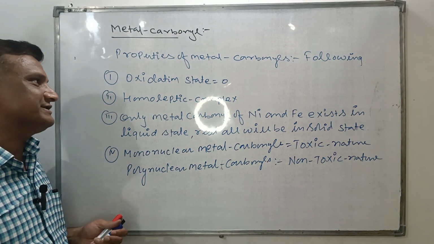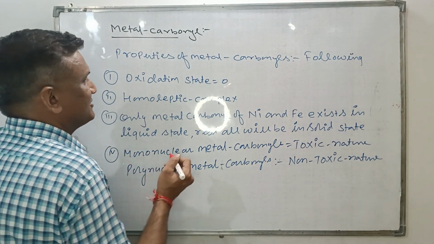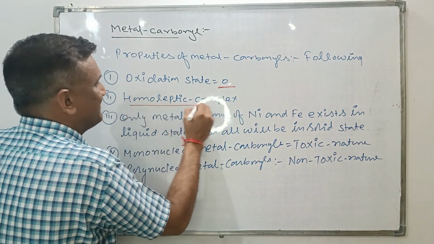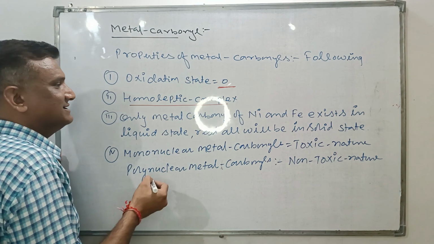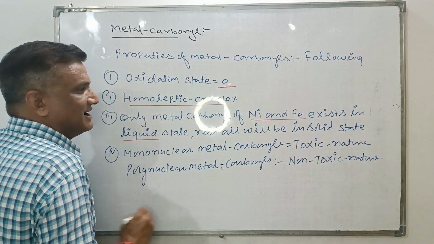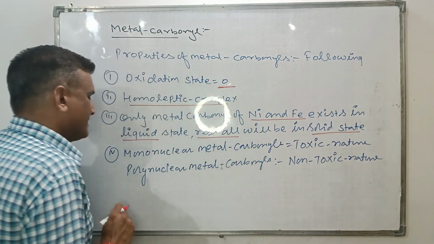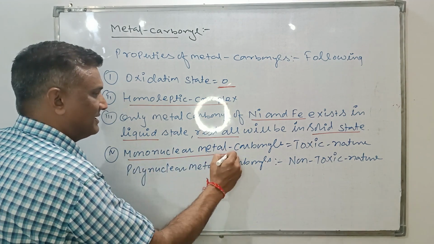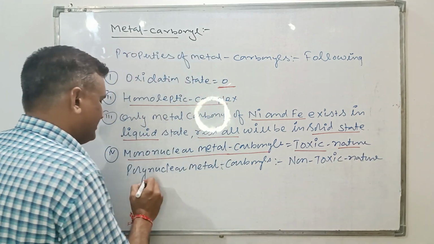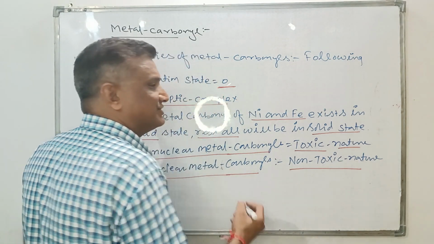First is your oxidation state will be 0. These are known as homoleptic complex because all the type of ligand is same, homoleptic complex, and we can say only complex of Fe and Ni will be in liquid state and rest all will be in solid state. And mononuclear metal carbonyls are toxic in nature, and if you will go with the polynuclear metal carbonyls, they will be non-toxic in nature.